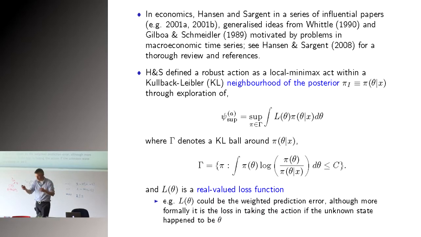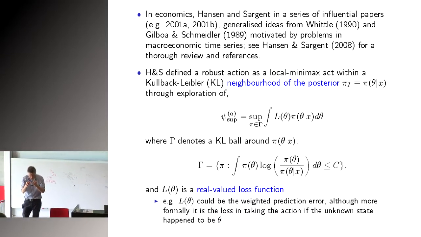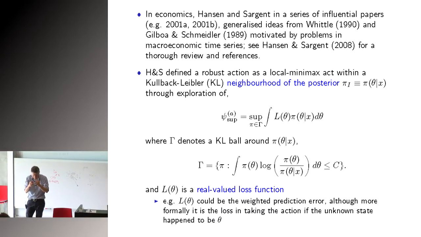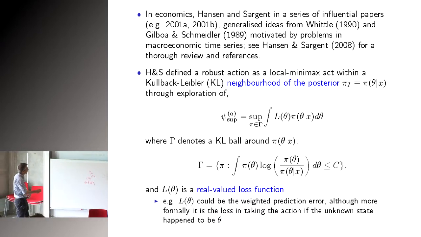Yeah? And so theta captures the state of the world for which you are going to be judged, or for which you will receive losses or gains. The pi of theta is the marginal probability distribution on those sets of states theta which enter into the loss.